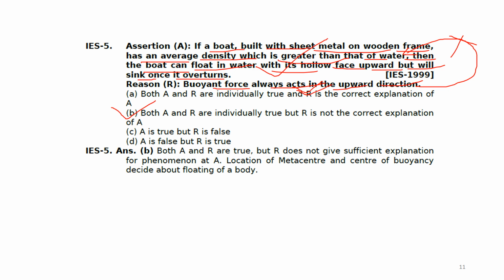The location of the metacenter and center of buoyancy decide the flotation of the body. With buoyant force alone we cannot say anything about the location of the metacenter. They are talking about stability and instability. Based on whether the metacenter is above or below, we tell whether it is in unstable equilibrium, in which case it will overturn.